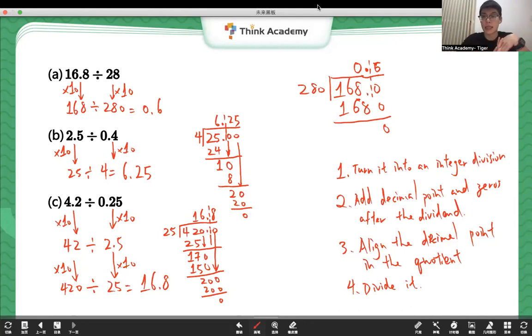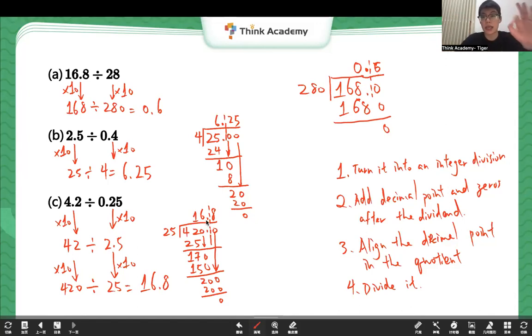As for division, just like I said just now, you need to turn it into an integer division first, and then you just try to divide it. And if you have a remainder, you just need to add the decimal point, align it with the quotient, and add some zeros behind to continue your division. And later you can just carry on as a long division. But when you are taking the quotient finally, just remember that there is a decimal point there, which you shouldn't forget. Okay? So that is going to be everything for today.